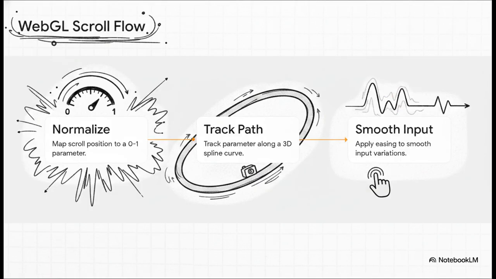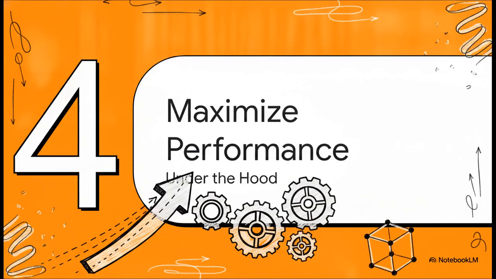Now, if you're pushing boundaries into 3D environments with WebGL and Three.js, your secret weapon is normalization. As Digital Strategy Force points out, you basically take the raw scroll position, normalize it to a 0 to 1 parameter, and map that to a 3D camera moving along a predefined spline path. Add a little easing to smooth out the input, and boom, you've got a cinematic 3D journey driven purely by the scroll wheel. Let's dive deeper in part 4, maximizing your scroll performance right under the hood.